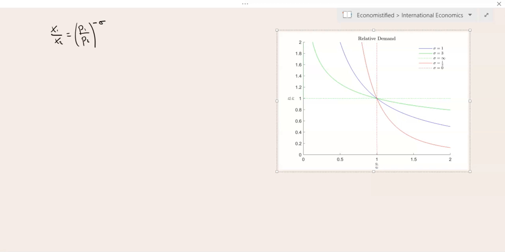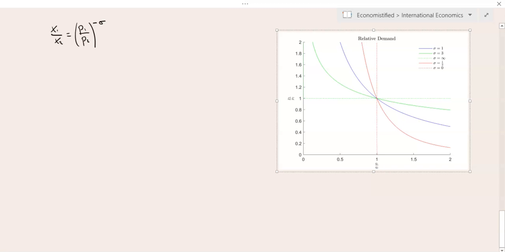Conversely, if sigma is less than 1, the goods are complements. So when sigma is 1/3, we have this relatively steep demand curve in red. And when the goods are perfect complements, when sigma is 0, we get this perfectly vertical, perfectly inelastic demand curve. So no matter what the relative price is, I'm still going to consume the same relative quantities of the two goods.